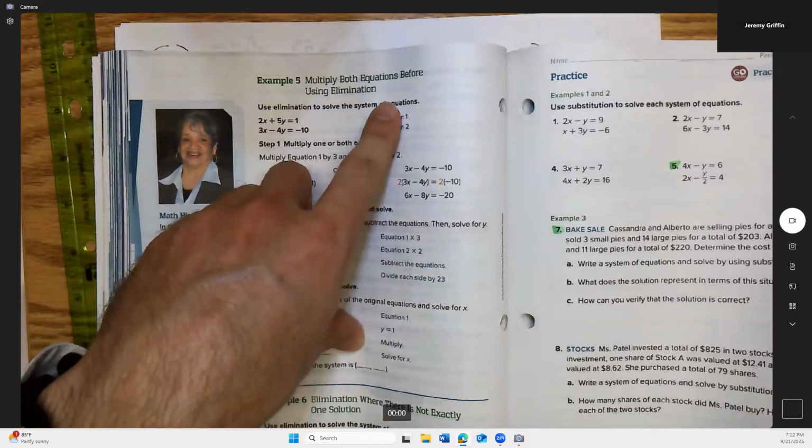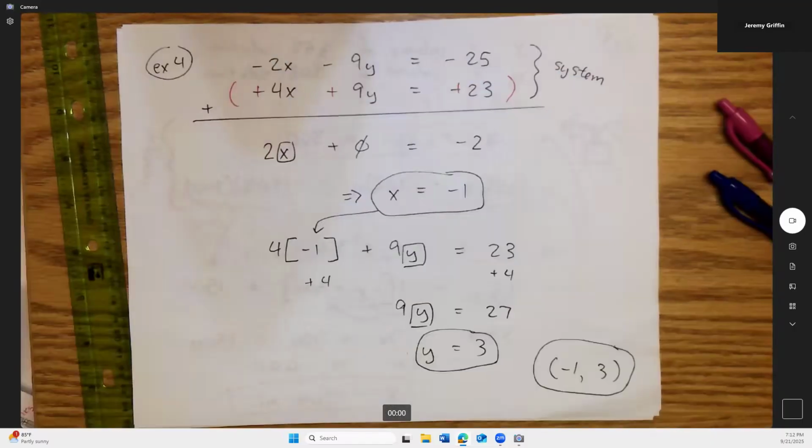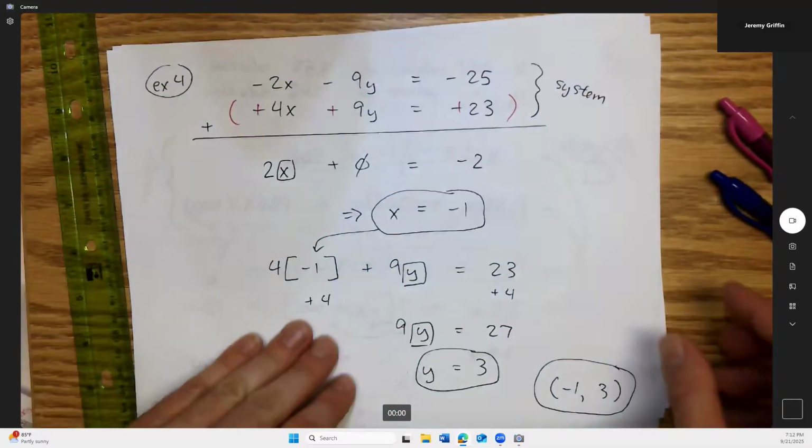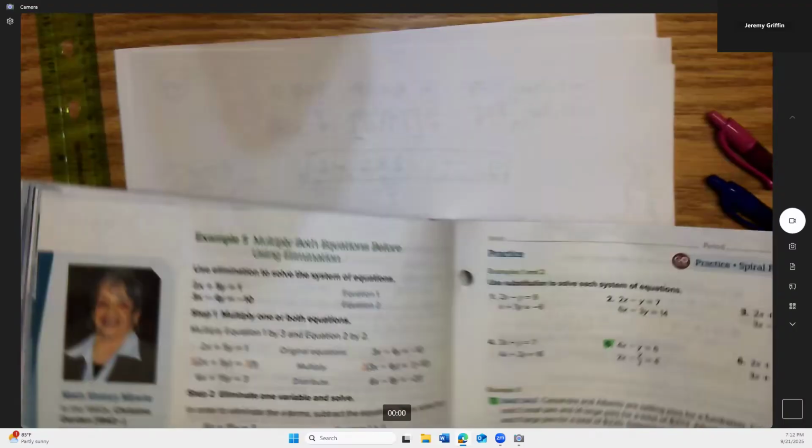Multiply both equations before using elimination, right? Which I kind of did already when I just multiplied everything by -1. But what if the coefficients were completely different from each other? It's kind of what we're getting at here. So what's their example? Copy their example.